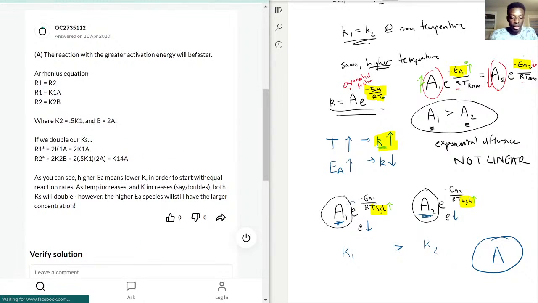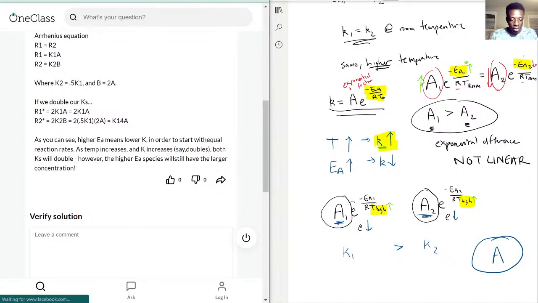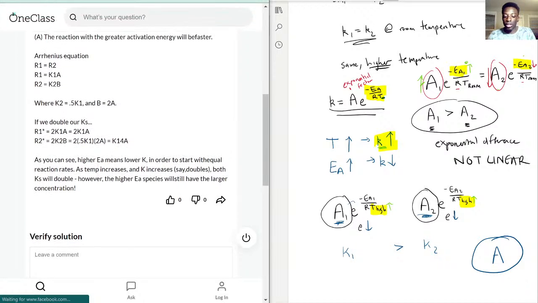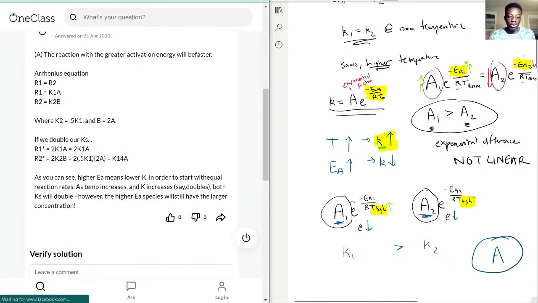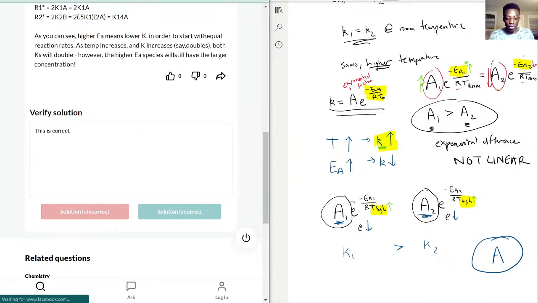So what they did here is just provided, you know, with numbers and such. So with that, as temperature increases, K increases. Yep. Both K's will double, but the higher activation energy species will still have a larger concentration. So that's how it works. So in terms of this relationship here, if you need to take notes, I'll just leave it on this screen. You can pause and just write that down. But overall, just know that relationship there, so that way you can answer these type of questions. So this is correct. And now let's move on to the next question.